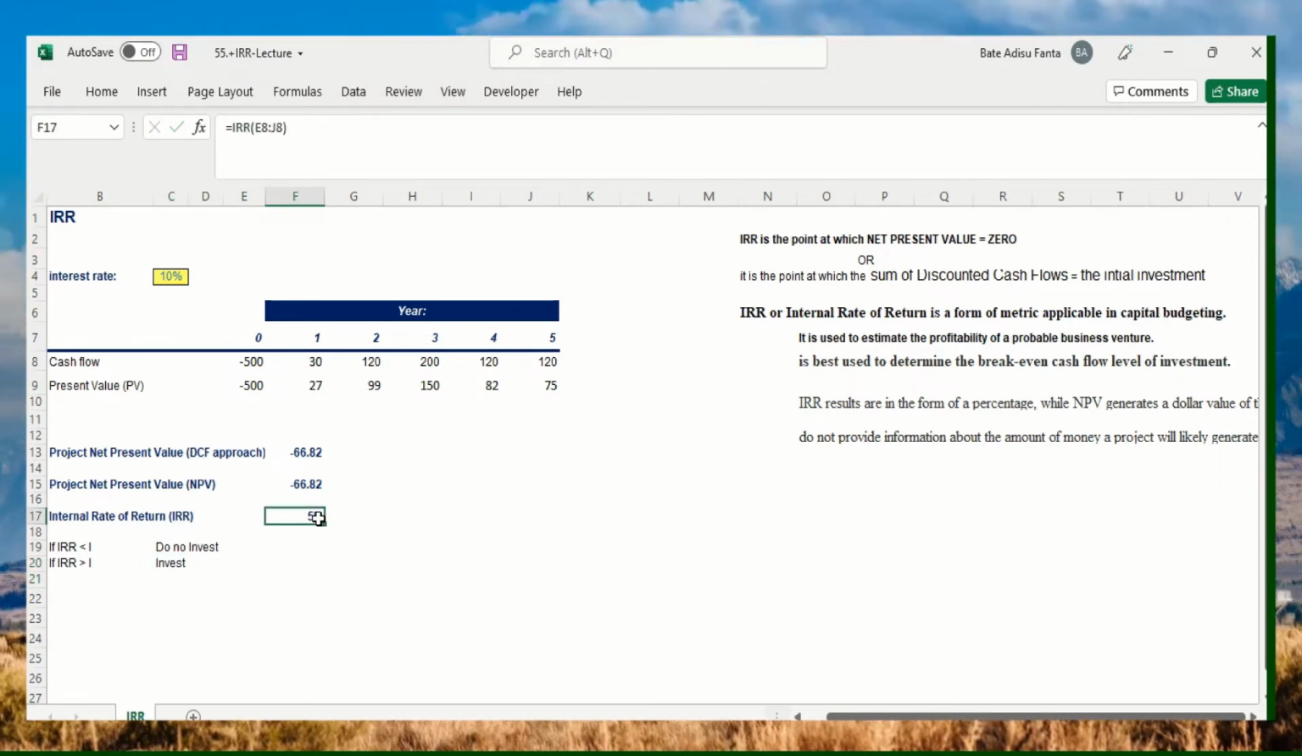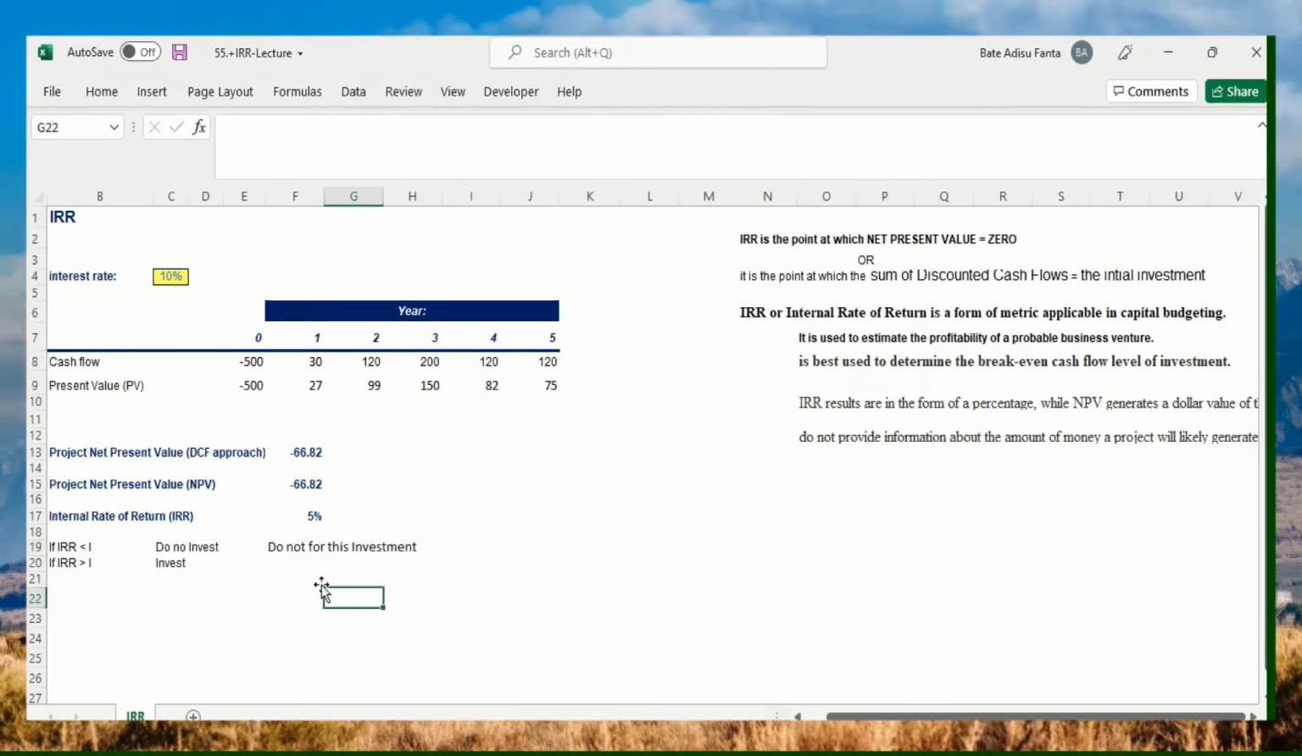In this case, our internal rate of return is 5%, while our initial cost of capital is 10%. So which one is greater here? The initial cost of capital is greater. That means the internal rate of return is less than the initial cost of capital. So we go for this decision: do not go for this investment.